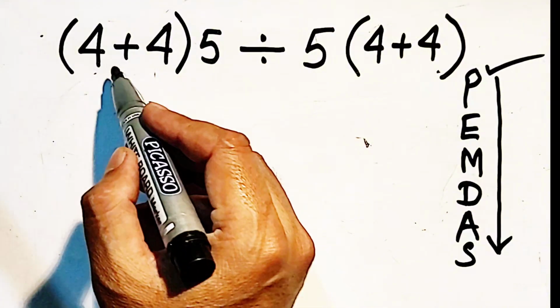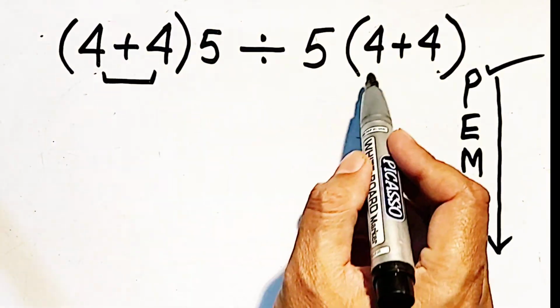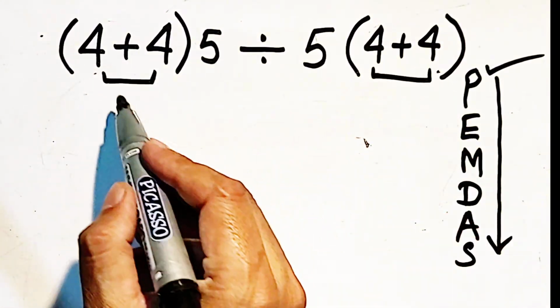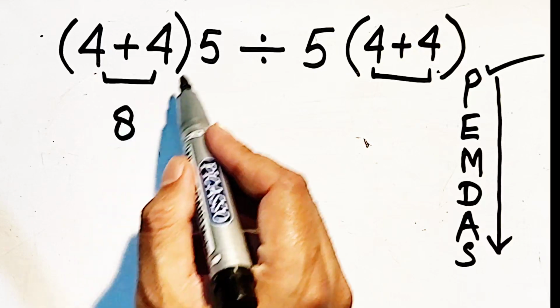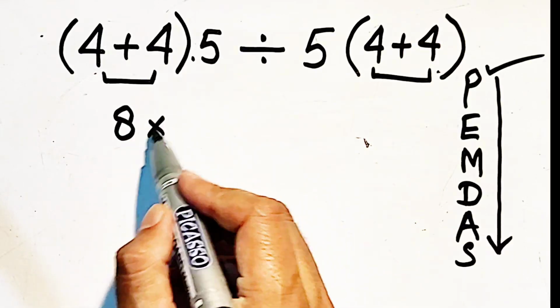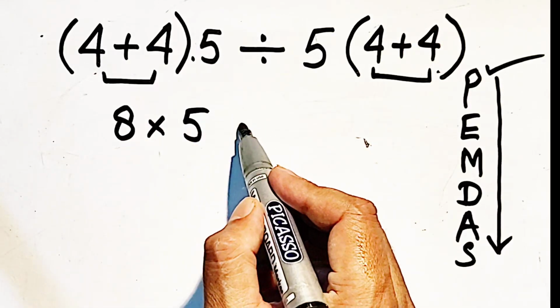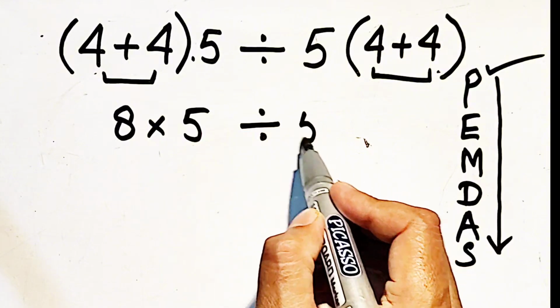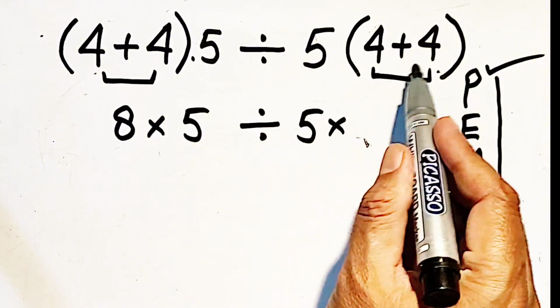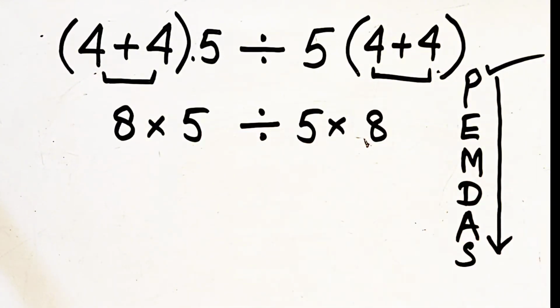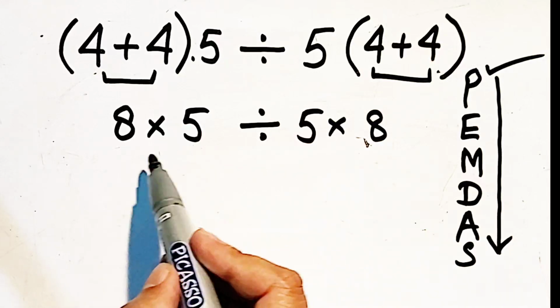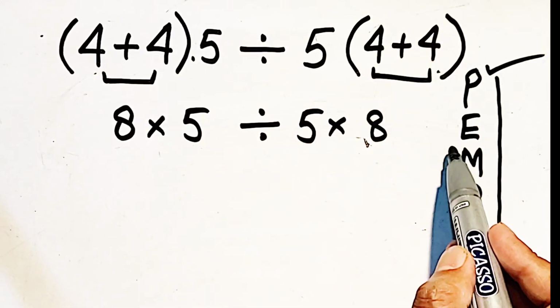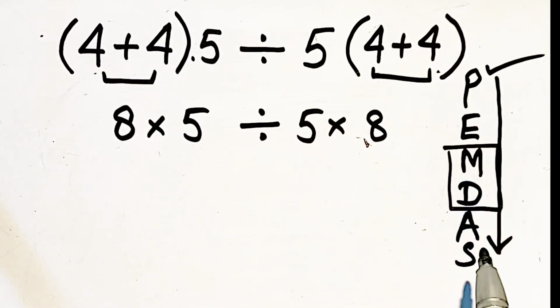In this question we have two parentheses, the first one and the second one. Both will become 8 times 5 divided by 5 times 8. Okay. Now we have multiplication, division, multiplication, meaning this portion.